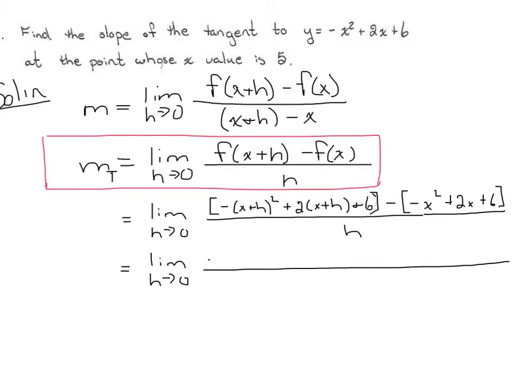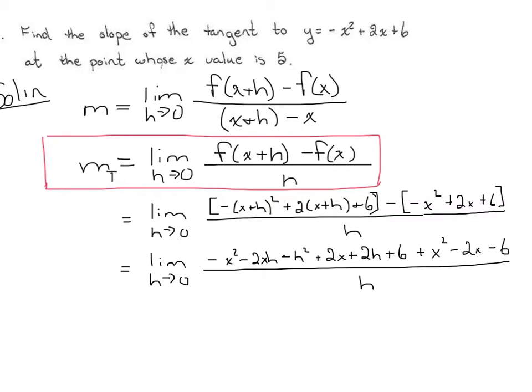So what are we going to have in that first term? Negative, of course, the binomial expansion will be x squared plus 2xh, but we've got the minus in front of it, so minus 2xh. And we'll have h squared, so again, minus h squared, plus 2x plus 2h plus 6 minus, negative makes positive, so positive x squared minus 2x minus 6 all over that h.